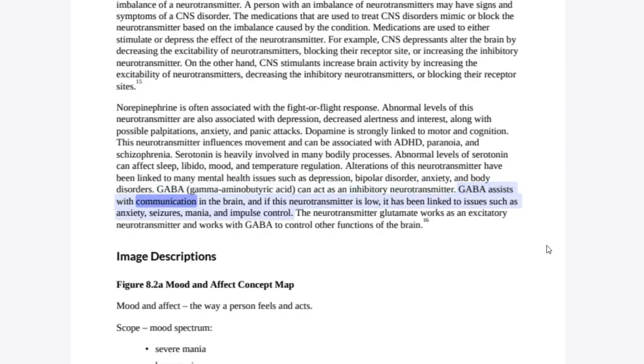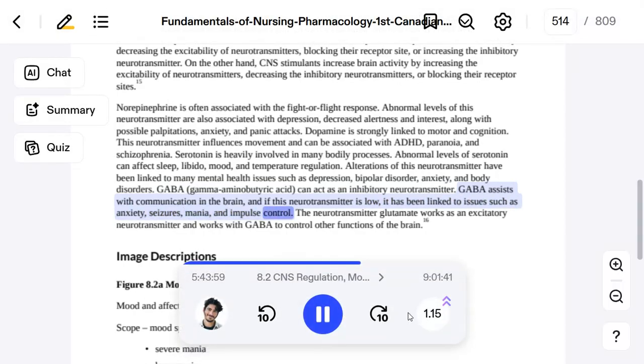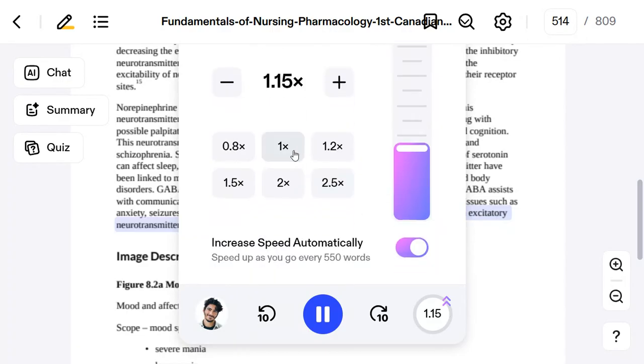GABA assists with communication in the brain, and if this neurotransmitter is low, it has been linked to issues such as anxiety, seizures, mania, and impulse control. The neurotransmitter glutamate works as an excitatory neurotransmitter and works with GABA to control other functions of the brain.